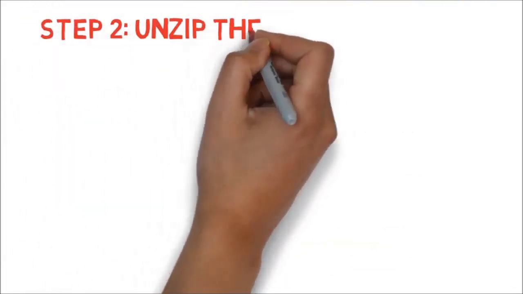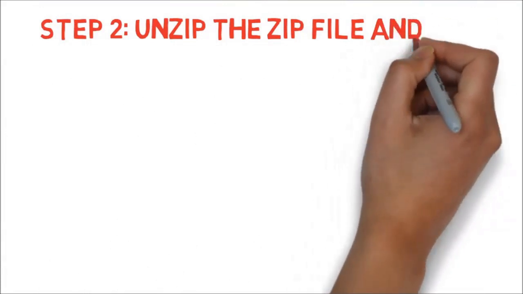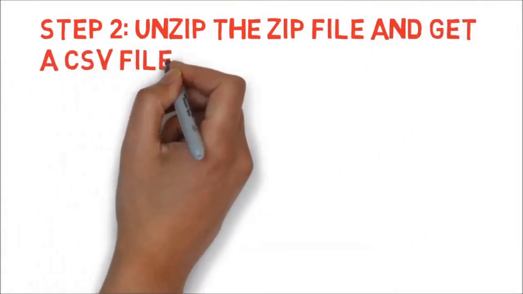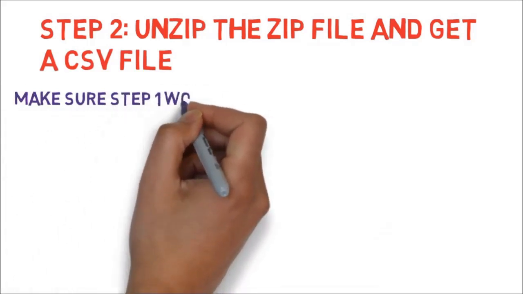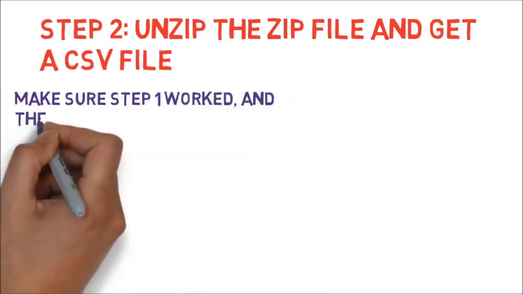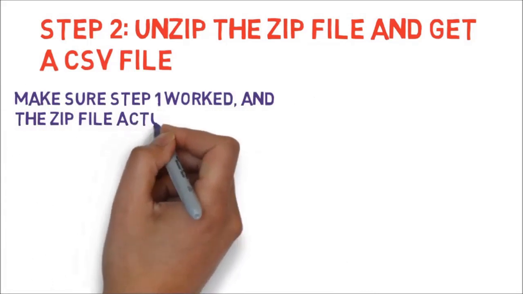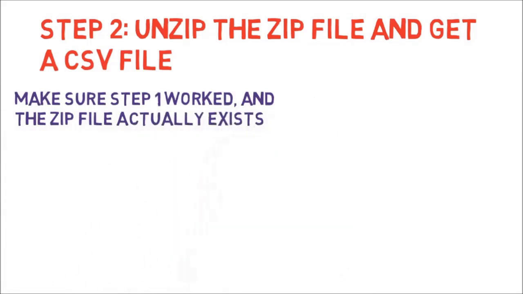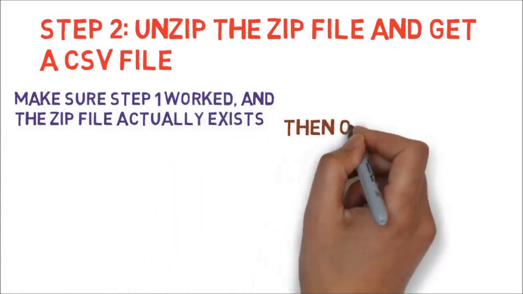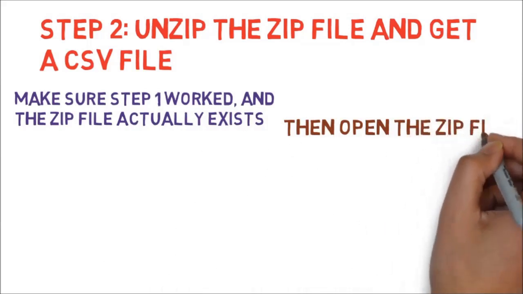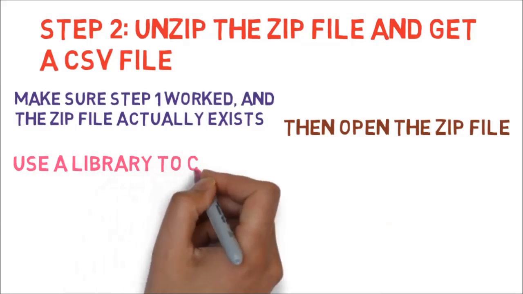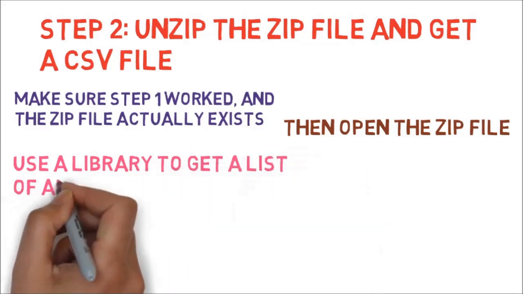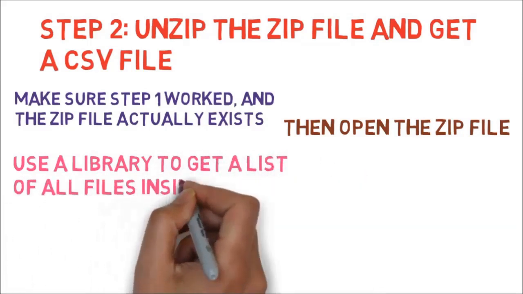So step 2 is to unzip this zip file and get a CSV file extracted from the zip file. Before you do that, you need to make sure step 1 worked and the zip file that you expect to look for actually exists. Then open the zip file. Remember how we said a file is like a barrel, and in order to get the contents of the barrel, you need to open the barrel first.